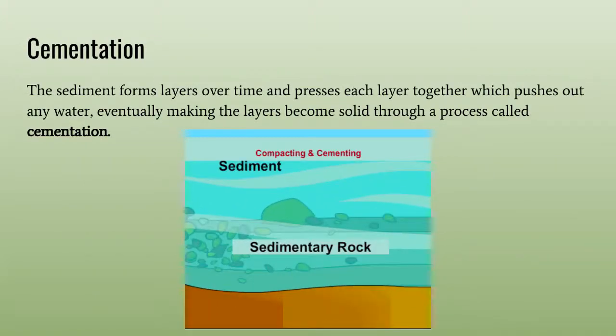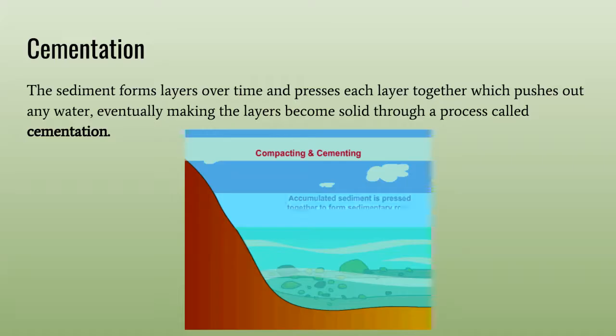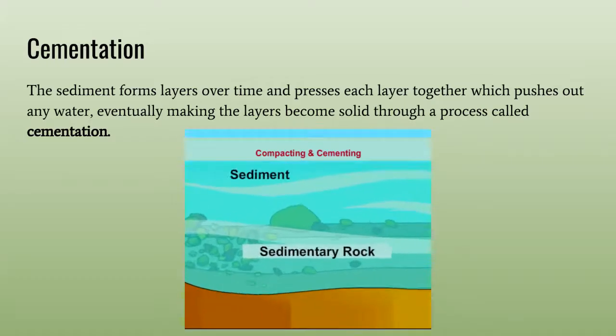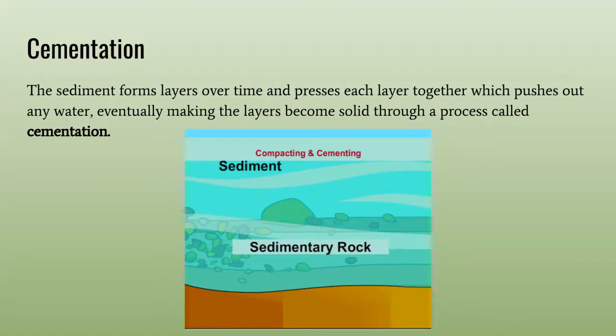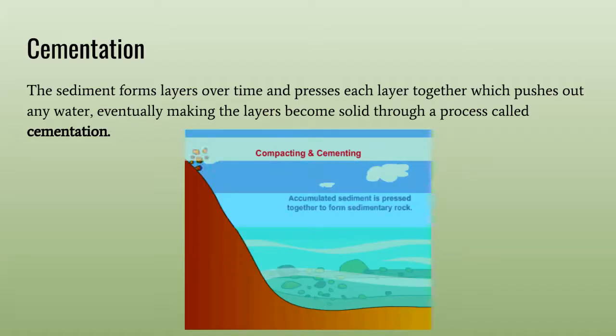So the sediment forms layers over time and presses each layer together, which pushes out any water, eventually making the layers become solid through a process called cementation. And in this video, you can see the sediment falling into the river, and the sediment is being pressed together to form a sedimentary rock.